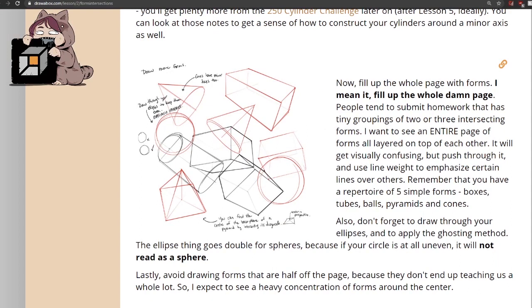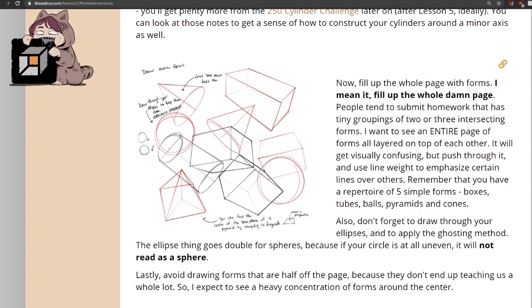So now fill up the whole page with forms. I mean it. Fill up the whole damn page. People tend to submit homework that has tiny groupings of 2 or 3 intersecting forms. I want to see an entire page of forms all layered on top of each other. It will get visually confusing, but push through it and use line weight to emphasize certain lines over others.